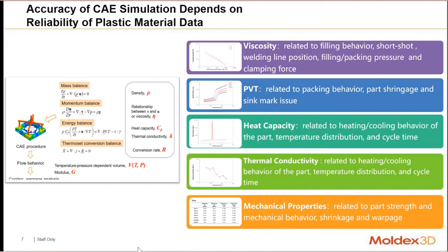Okay, so as you see in the CAE simulations, we solve lots of equations, and many of them involve the different properties of the plastics. Among them, the most important ones include viscosity, related to the feeding behavior; PVT, related to the packing behavior and the shrinkage and warpage; thermal properties such as heat capacity and thermal conductivity, related to the heating and cooling behavior and also to cycle time; and the mechanical properties, related to the part strength and the mechanical behavior, shrinkage and warpage.